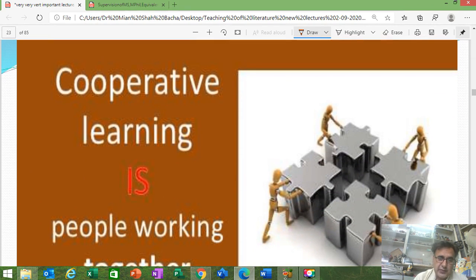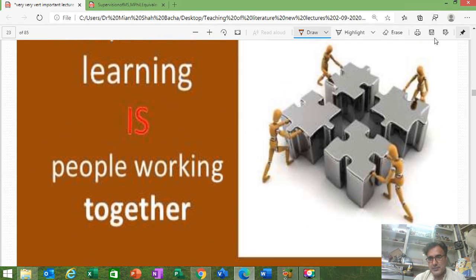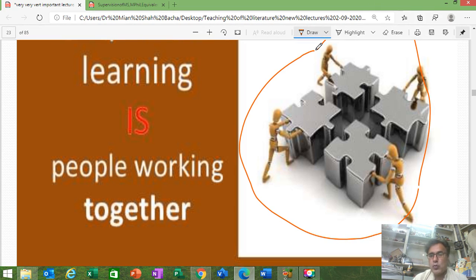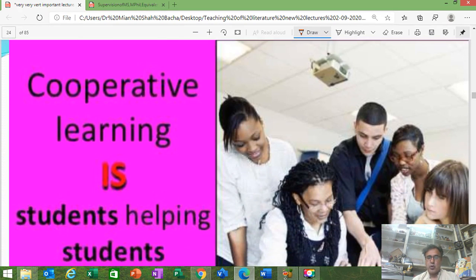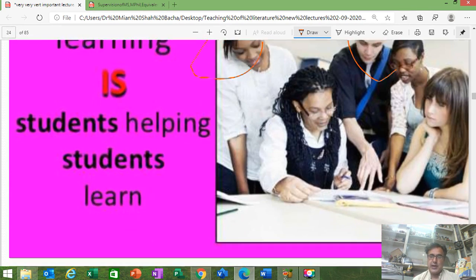So collaborative learning is people working together. Remember, now you can see this, see here, people working together. All right, see. And this is again collaborative learning, which is students helping students learn. Now these are all students, you can see, they are discussing a project and trying to help each other there. All right, so you can see there.